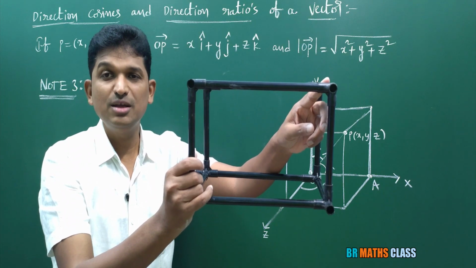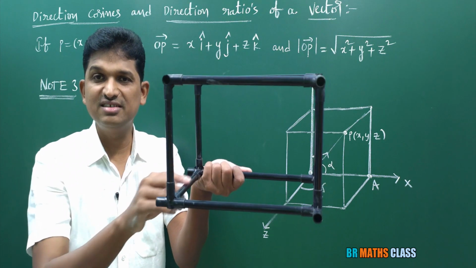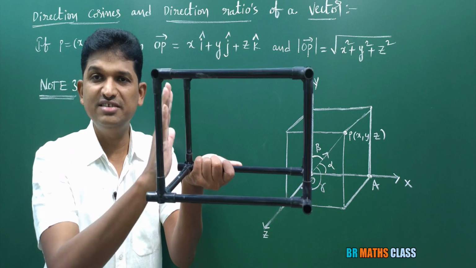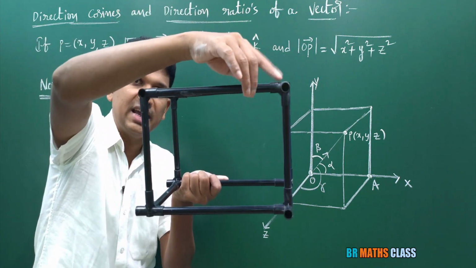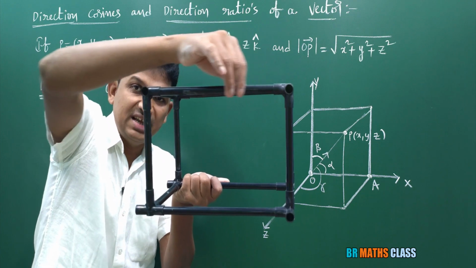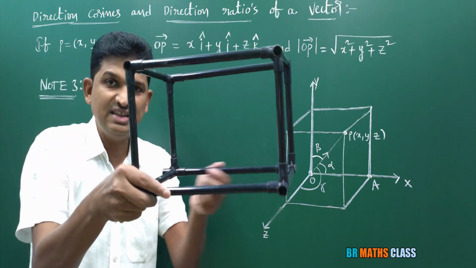The x coordinate is the perpendicular distance from the point to the yz plane. See, this is the y axis, this is the z axis. This plane is the yz plane. So this length is what? This length is the x coordinate. As P is x comma y comma z, this length is x. If this length is x, you observe, this length is also x.